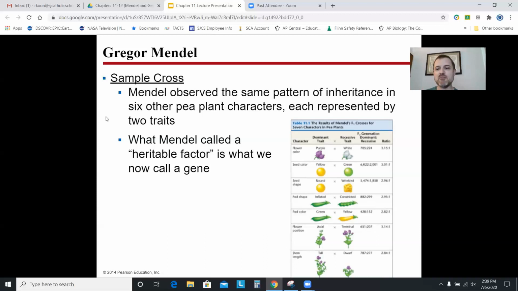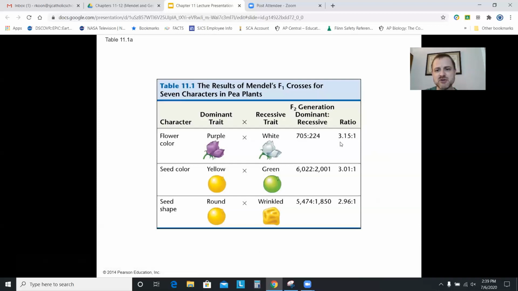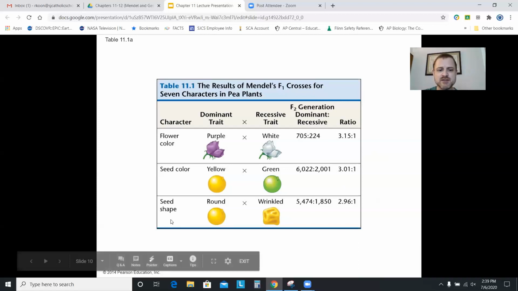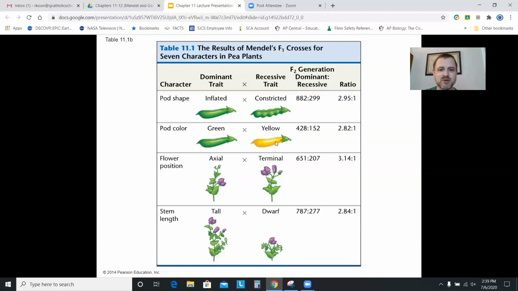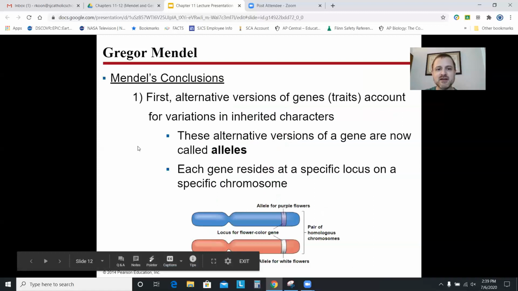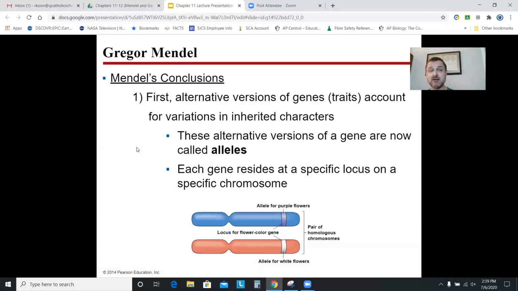He did not, okay? This chart shows 7 different traits: flower color, seed shape. Just look at the numbers and the ratio. 3.15:1, seed color yellow to green, 3.01:1, seed shape round to wrinkle, 2.96:1. Pod shape, 2.95:1, pod color, 2.82:1, flower position, axial means off the side, terminal means off the top, 3.14:1, stem length, tall versus dwarf, 2.84:1. That 3-1 ratio keeps popping up in the F2 generation, all right? The F1 were 100% whatever the dominant was. In the F2s, you keep getting back that 3-1 ratio.